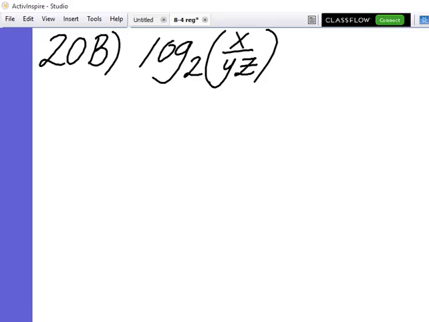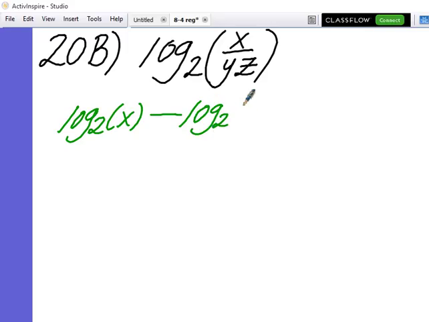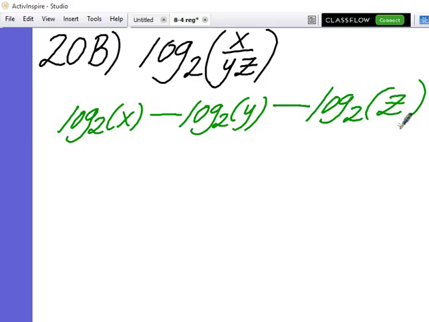Yep, so it's add, because this one's on top, so we're going to have log to the base 2 of x, and then it's going to be subtract, because look, y is on bottom, log to the base 2 of y. Now look, z is on bottom, so we also need to subtract log to the base 2 of z. Because remember, subtraction just means it's on bottom. That easy. We're done. Ooh, yeah, it's so cool.